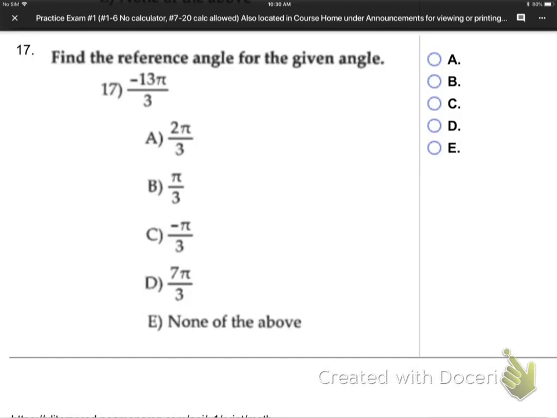So find the reference angle for -13 pi over 3. Let me just give us more room here. -13 pi over 3. Find reference angle. Okay. What's a reference angle?